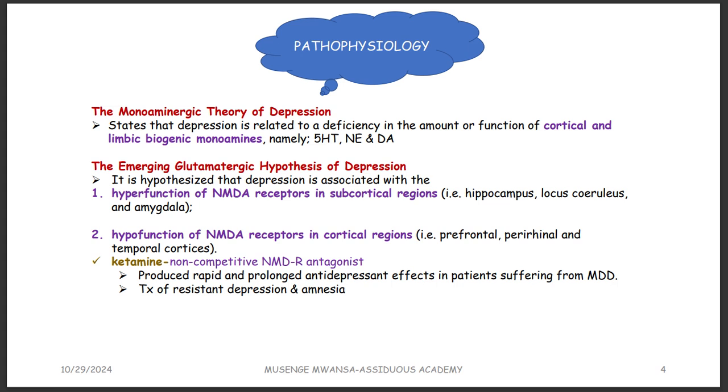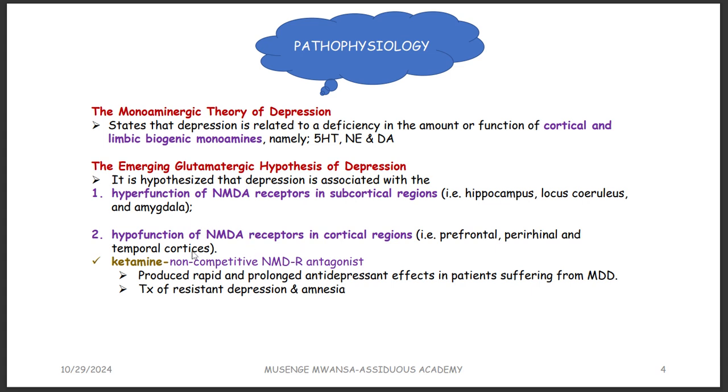In hyperfunction, it is the subcortex that is not functioning well. And then in hypofunction, it is the cortex, the one which is on top, that is not functioning well, like the prefrontal cortex, the perirhinal, and the temporal cortices. So because of this, looking at the NMDA receptors, you have a drug, ketamine. Ketamine is a non-competitive inhibitor of NMDA, or it is an antagonist at the NMDA receptors. Since it's an antagonist, it is reducing the effect of the glutamate.